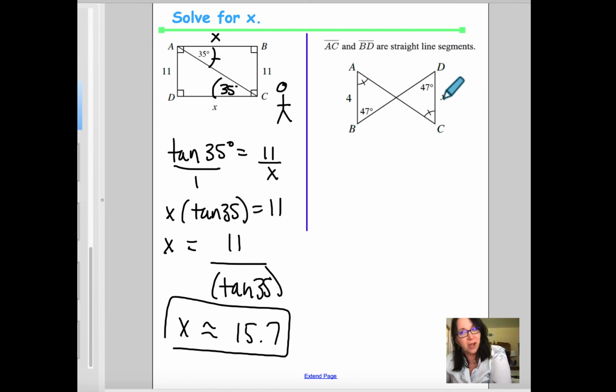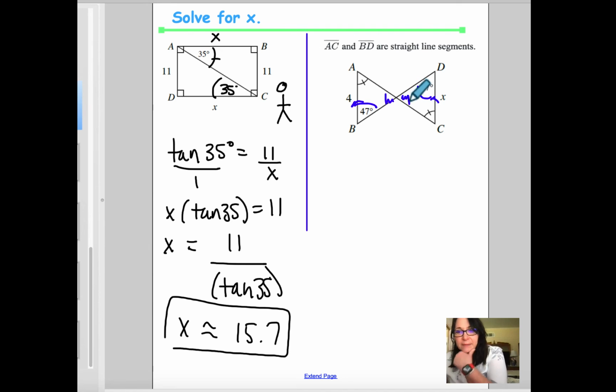I'm guessing we're trying to find x. Oh, yeah, here it says solve for x. These two angles are congruent. That means that this must be parallel. That means that 47 equals 47. And this angle here is congruent to this angle here.